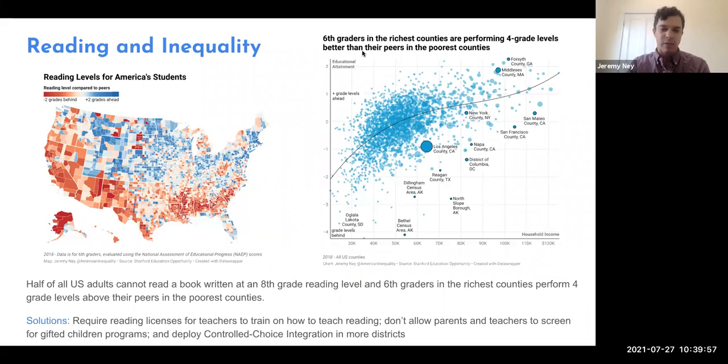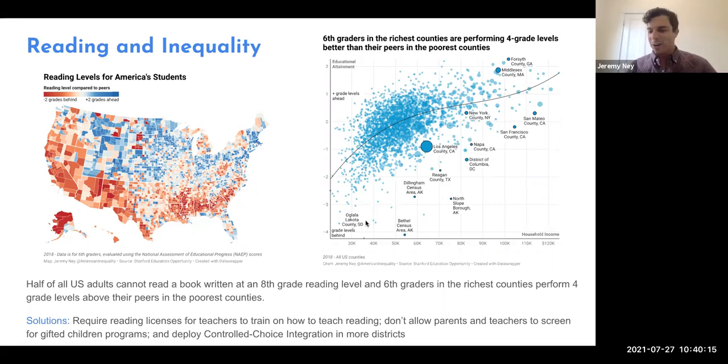And those gaps are really difficult for children to overcome. So, one way to combat that is requiring reading licenses for teachers. Teachers aren't required to know how to actually teach other people to read in 19 states. So we can permit that.